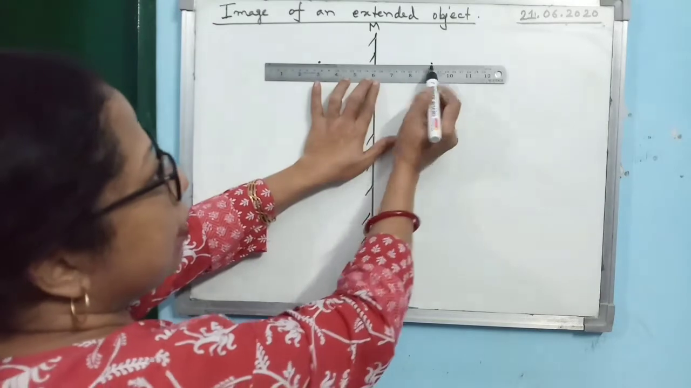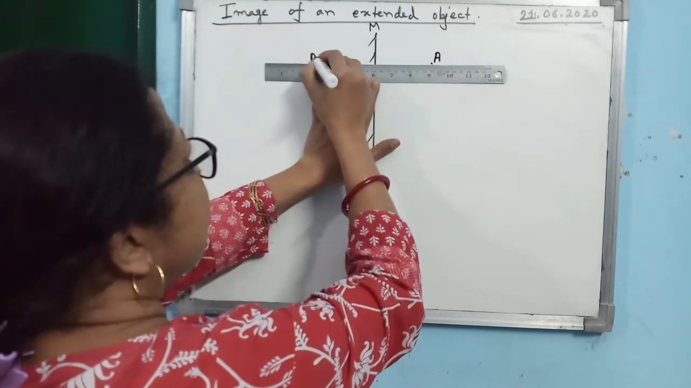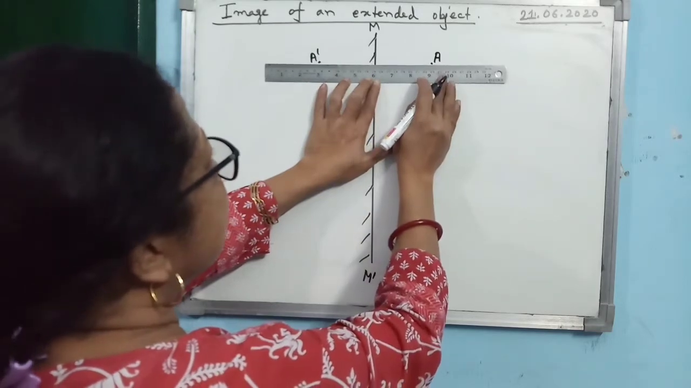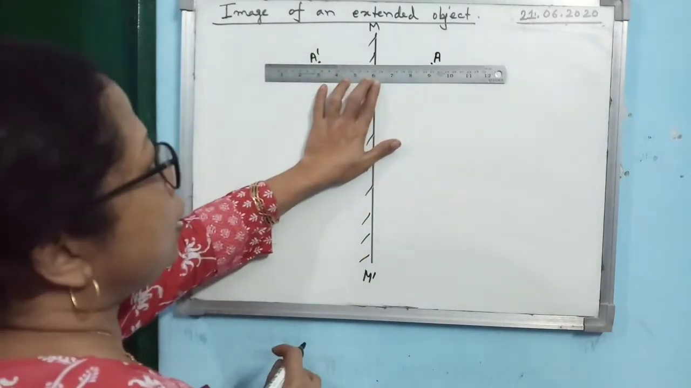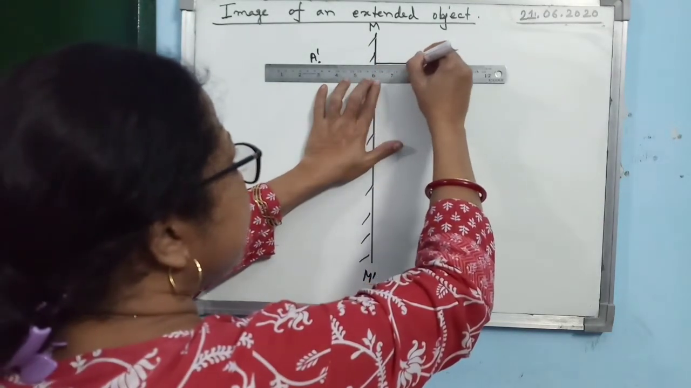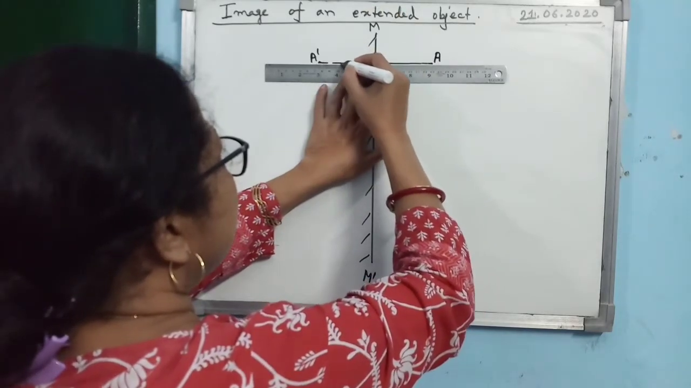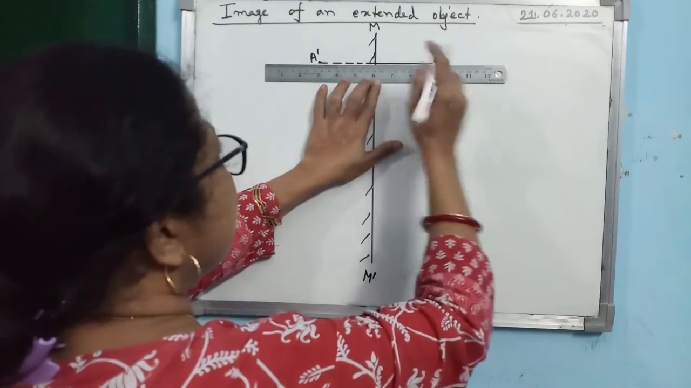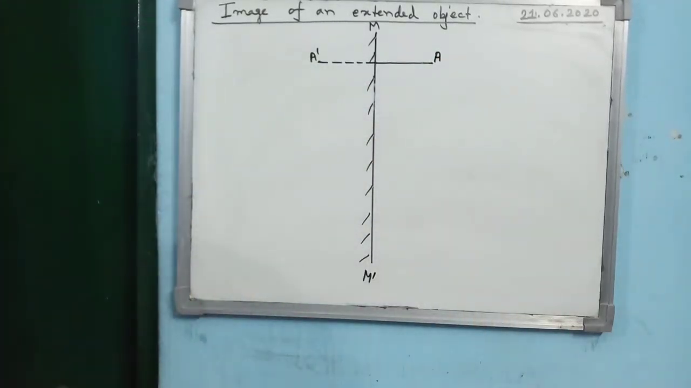If I consider this point as A, then you mark A dash behind the mirror at the same distance. Alright, this is the first, holding the scale like this. Then you join the line: in front of the mirror it should be solid, and behind the mirror it is dotted. I hope the instruction is clear to everyone.